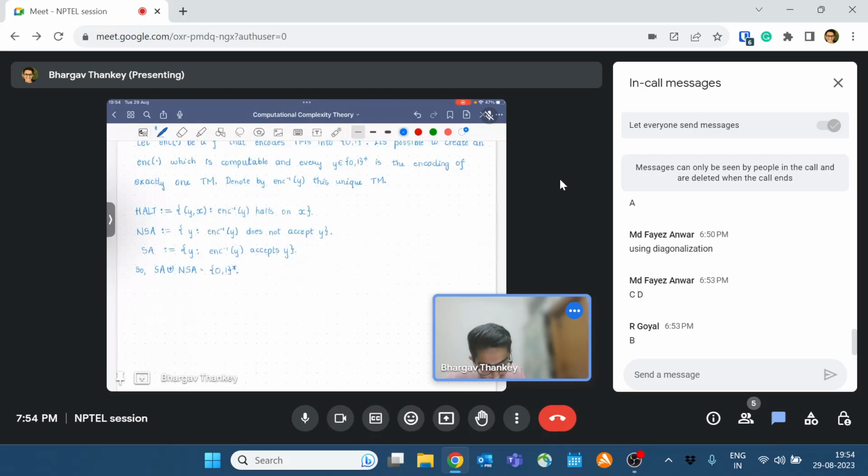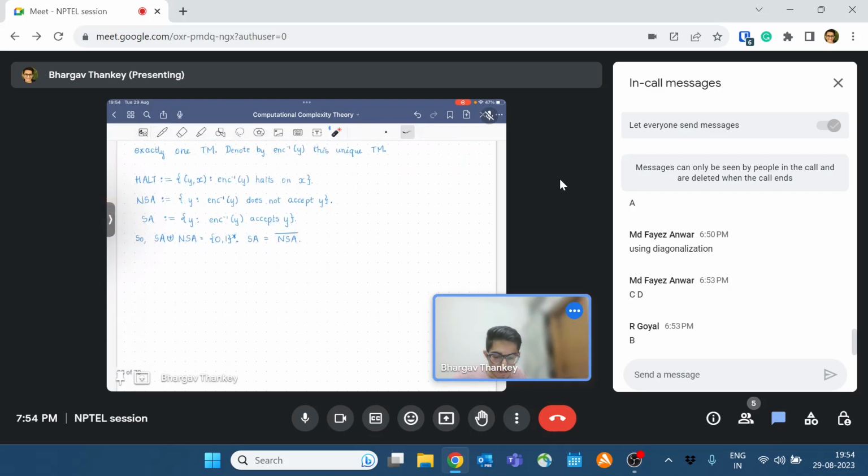And I'll call this set (0,1)* as a universal set. So self-accepting is the complement of not self-accepting. Is this fine? Okay, are the three definitions and this line fine? Okay, yeah.